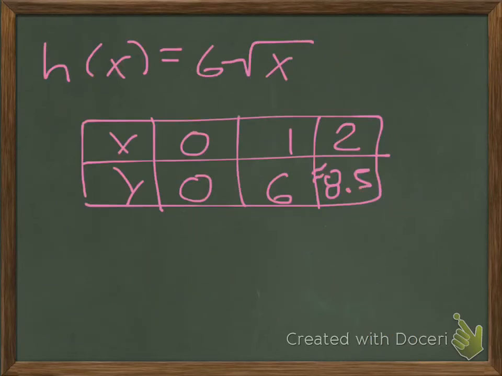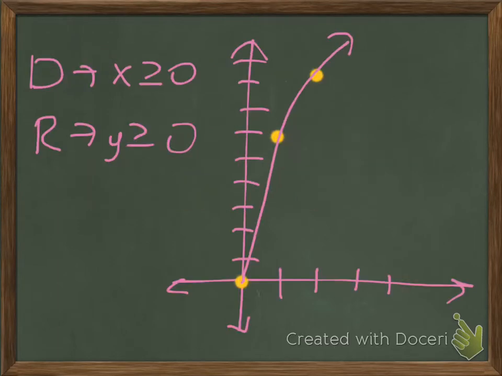Now the next one I've also done. This just changes it to be 6 times the square root of x, so the numbers are a little bit different. But notice it's still 0, 0, and then the square root of 1 is always 1, so 1 times 6 is 6, and the square root of 2 is a decimal. Multiply that by 6, it's about 8.5. And again, we have something similar to what we just did, and the domain is going to be x is greater than or equal to 0, and the range is always going to be y is greater than or equal to 0.